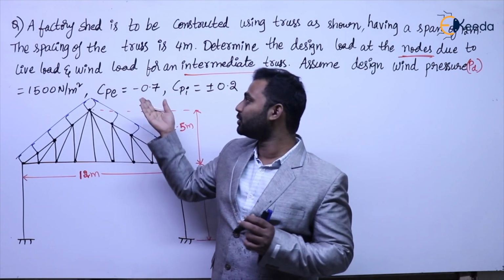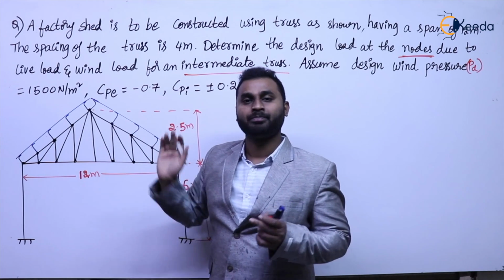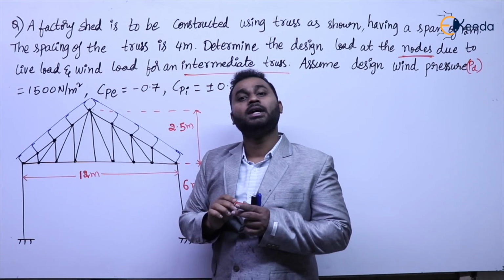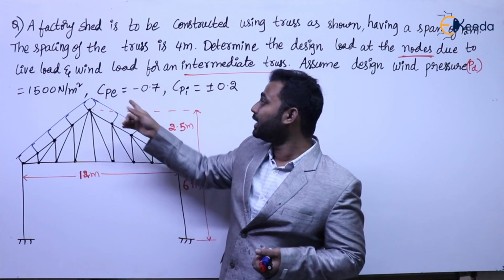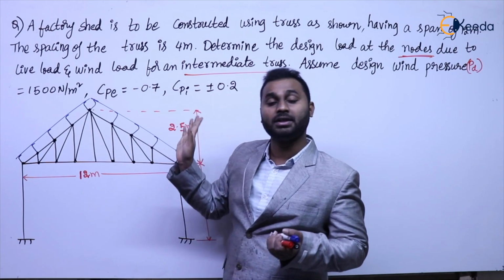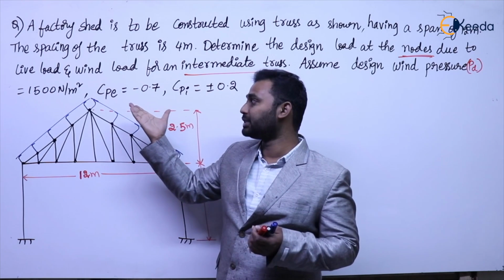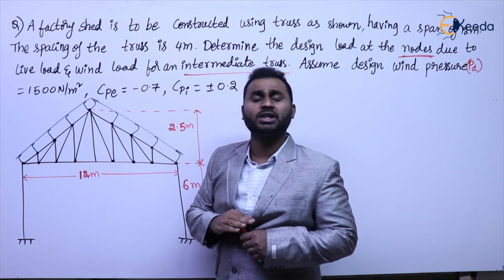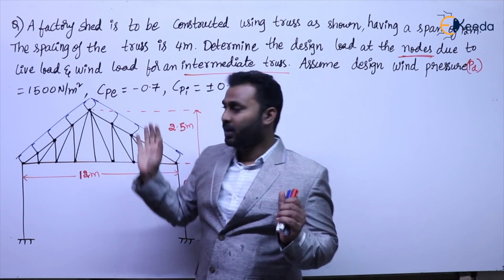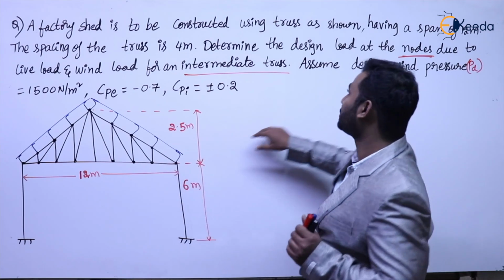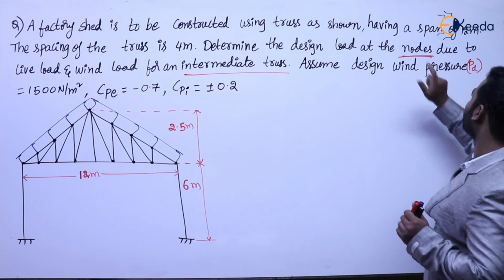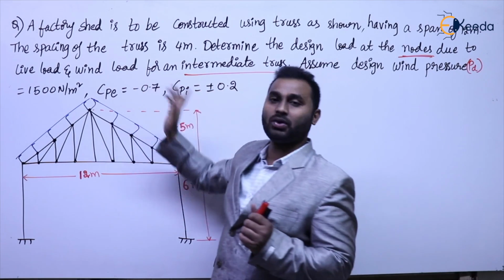Related to this, in our previous discussions on calculation of wind load, we have discussed briefly about CPE and CPI. Now in this question, let us see how to use those coefficients for calculating the wind load. This is the question and this is the diagram given. He is asking us to find the design loads at the nodes due to live load and wind load. Clear everyone?